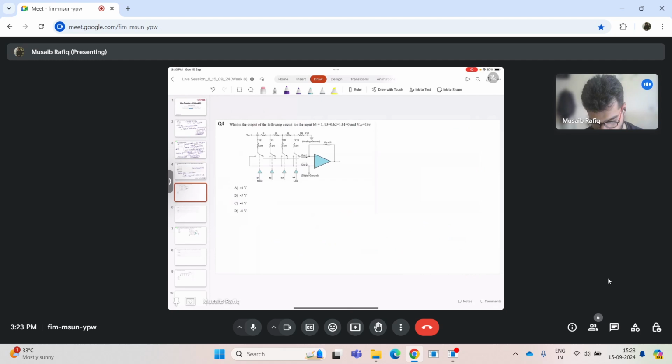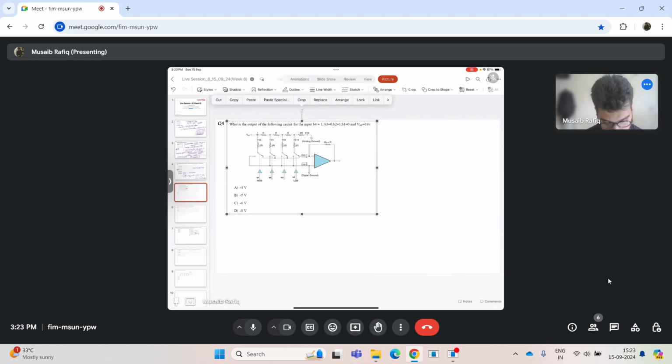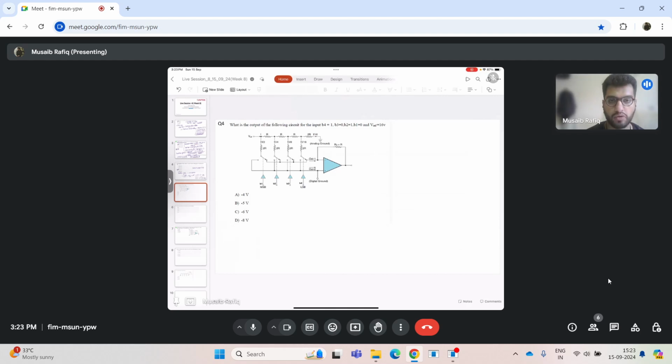Now let's move forward to question number 4. What is the output of the following circuit for the input B4 equal to 1, B3 equal to 0, B2 equal to 1, B1 equal to 0, for V reference equal to 16 volt?